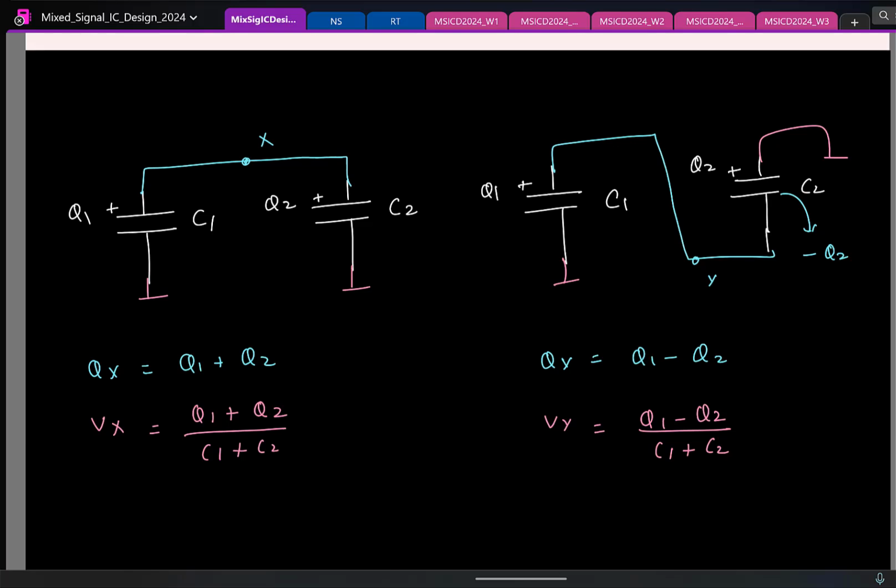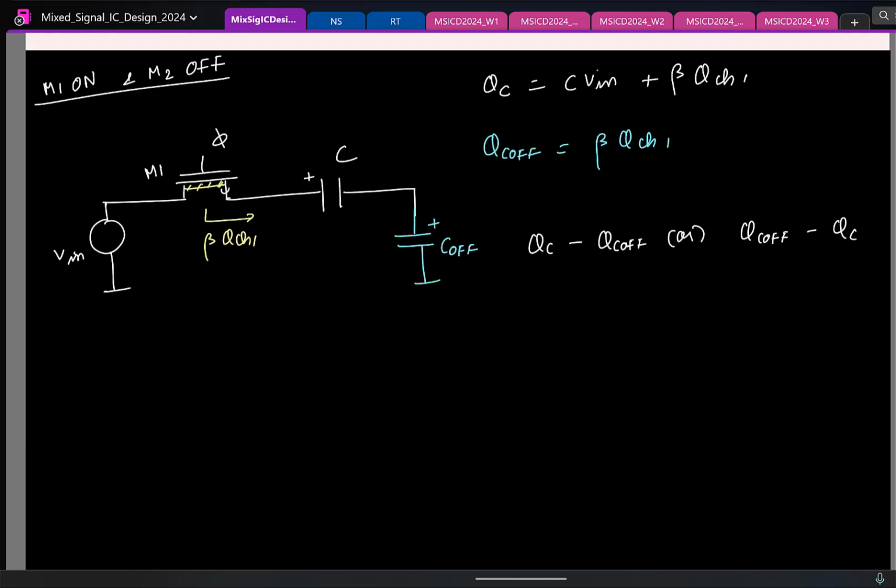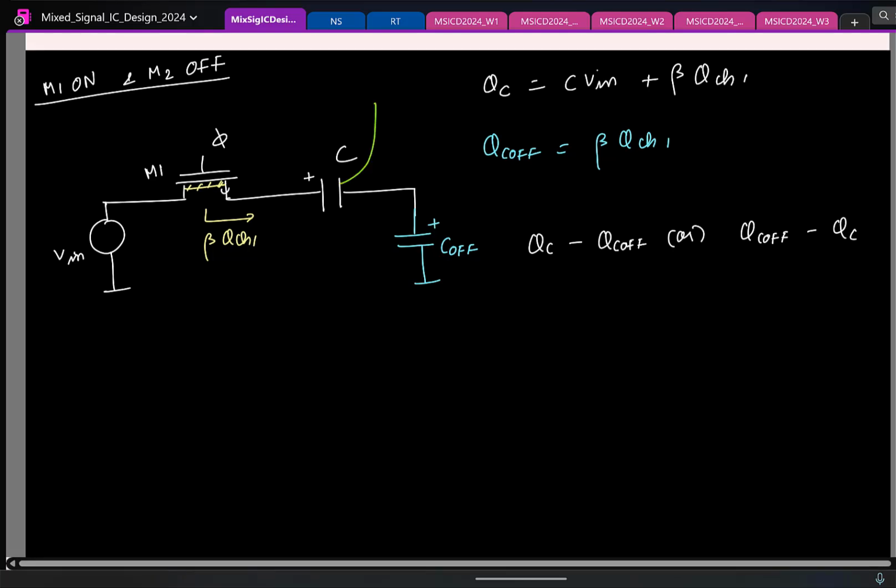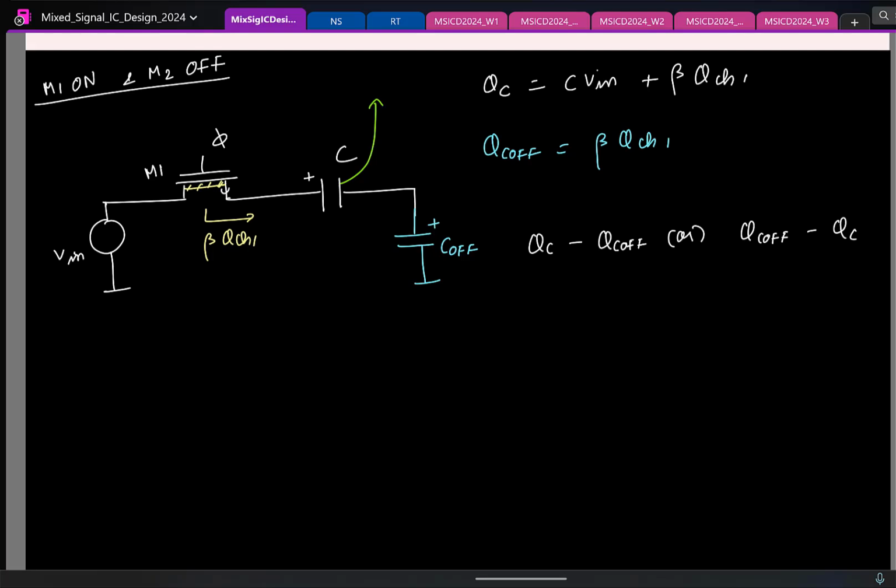So now let's get back to this. So here, what can I say about the charge stored on this plate? If the charge stored on this plate is plus QC, what can you say about the charge stored on this plate? Minus QC. I also know the charge stored on this plate is plus QC off. So how do you think I can subtract charges?